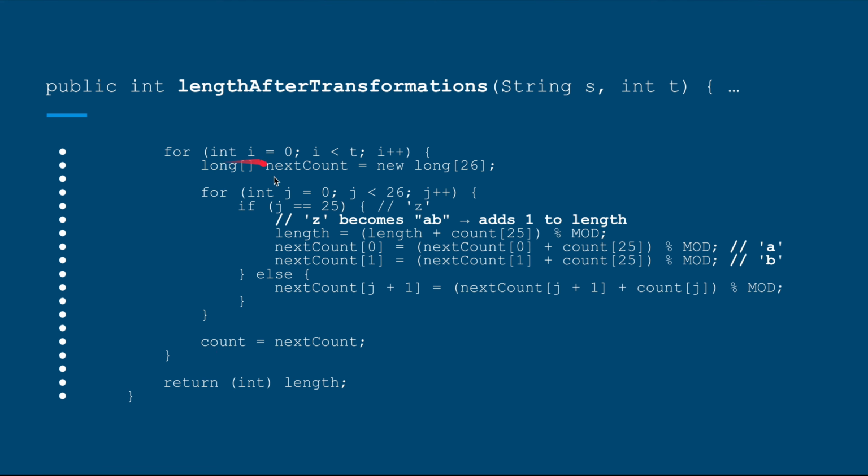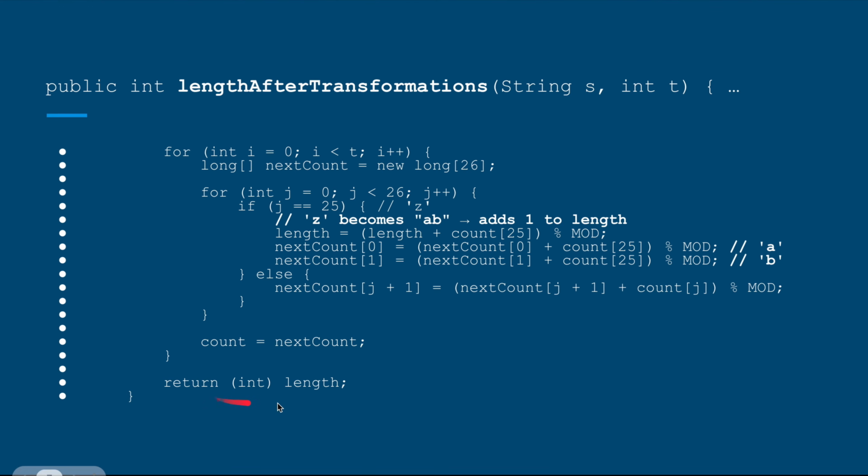Because the next time the loop for the next transformation happens, we will reinitialize this variable, and all the maintained values in these 26 letters will be wasted. So we'll update our original transformation frequency count. Okay. And finally, we'll take the length, right?